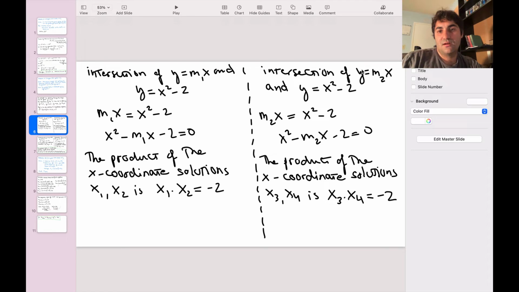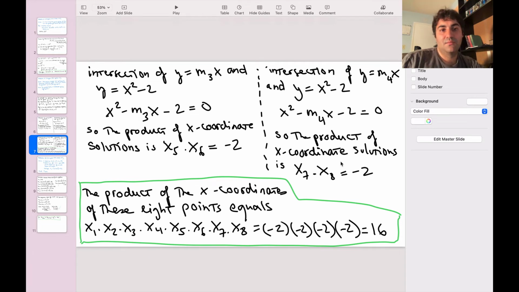The intersection of y equals m2 times x and y equals x squared minus 2. We solve this equation, rearrange terms, and then we get the same deal, right? So the product of the x coordinate solutions, x3 and x4, is x3 times x4 equals minus 2.